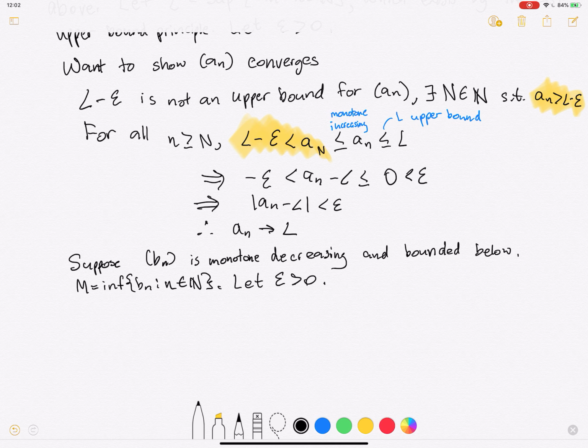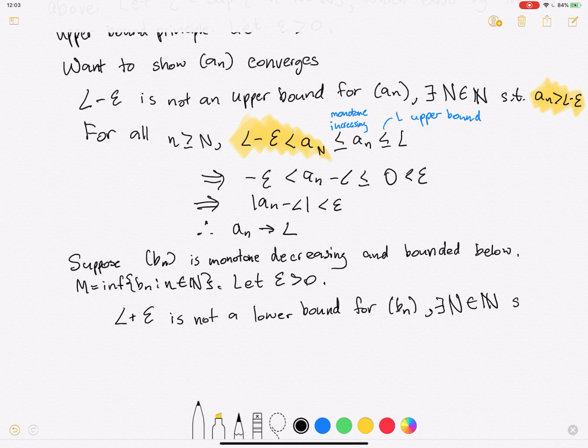So L plus epsilon is not a lower bound for the sequence b_n. So at some point there's an N, a natural number, such that b_N is lower than L plus epsilon. So b big N here is less than L plus epsilon. That just made me realize the N there is different too. So N, just re-highlight that.